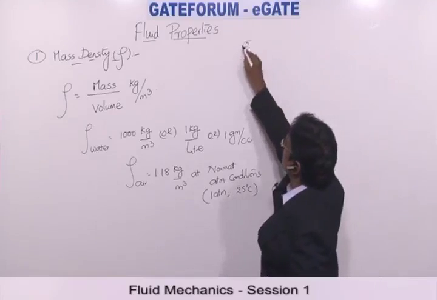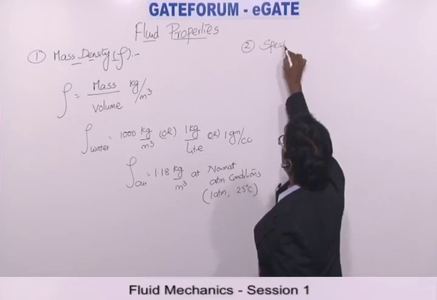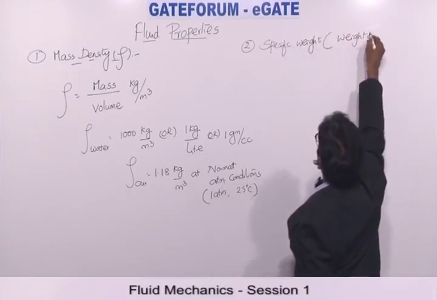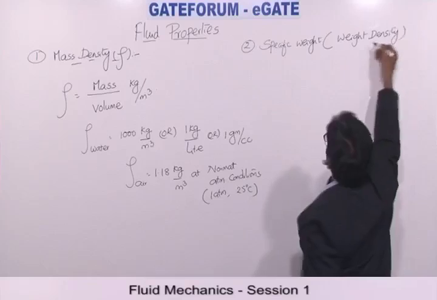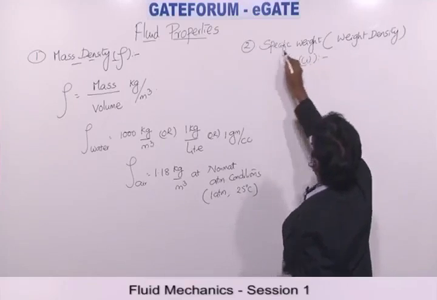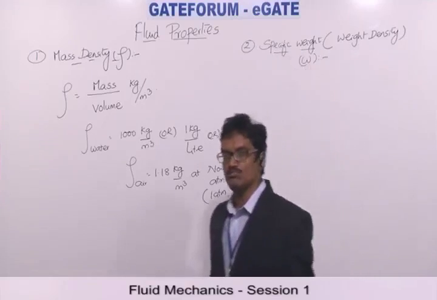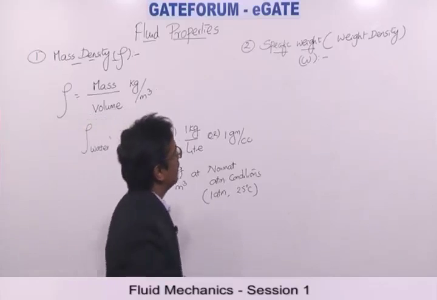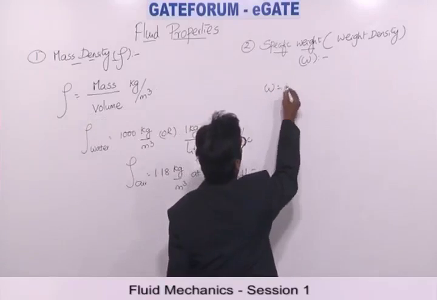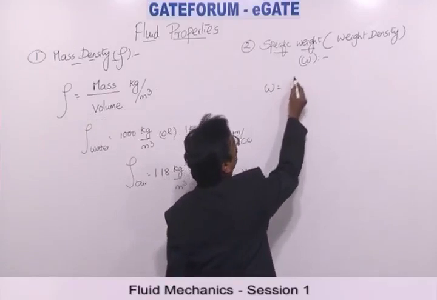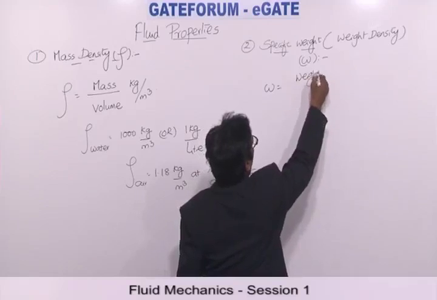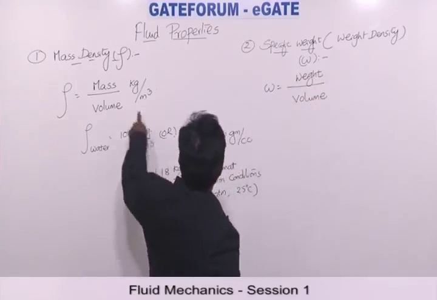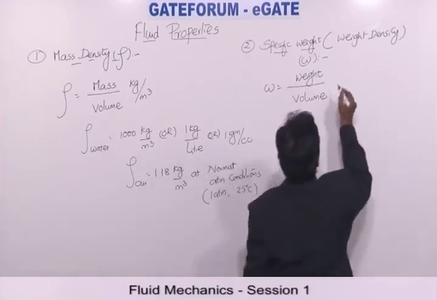Now the second property I define is specific weight, which is also known as weight density, but mostly I will be using the symbol w for specific weight. It is a very important property in our fluid mechanics. Throughout the subject we will be frequently using this property called specific weight, also known as weight density, which is defined as w. Don't think that is omega, it is a small w. Weight per unit volume. If density is mass per unit volume, specific weight is weight per unit volume.